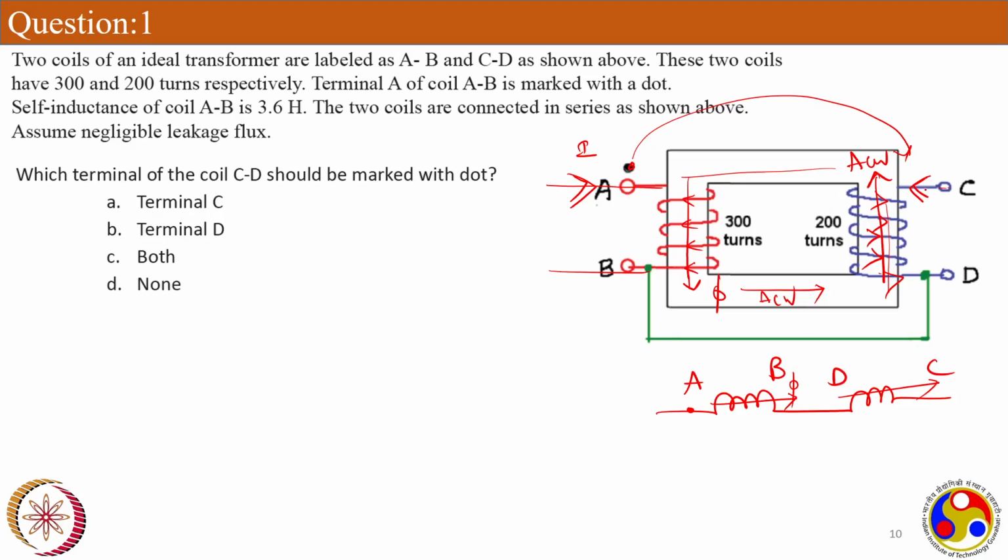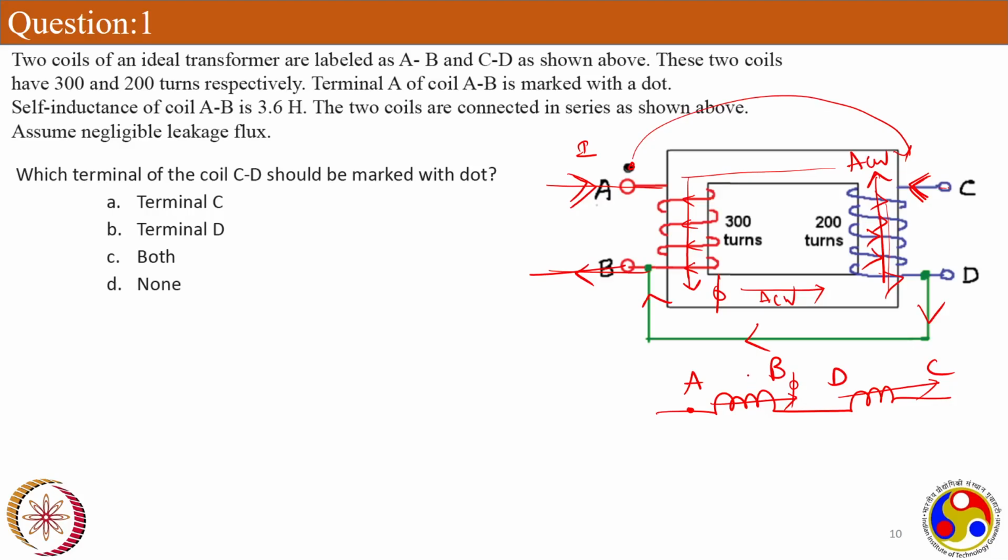Actually, it happens to be that current should enter C. It will come like this, and it will come like this, and it will come like this, and leaves through B. This is how it should be. Then only this anti-clockwise flux can be generated.